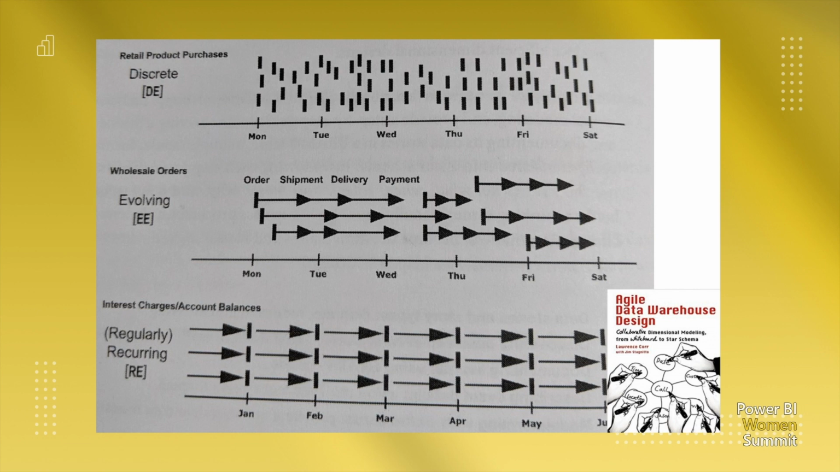But it's a good visual representation of the 3 types of fact tables: the discrete or transactional fact table, where things are single items; the evolving fact table, where something might move along, a process, an order, shipment, delivery, payment type process might have happened, and then a recurring fact table where everything works on a very regular, recurring basis. I don't have much time left.